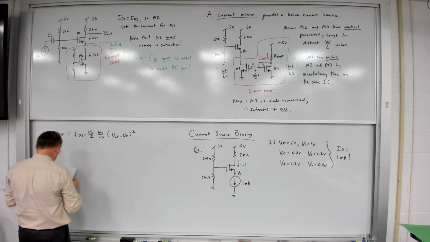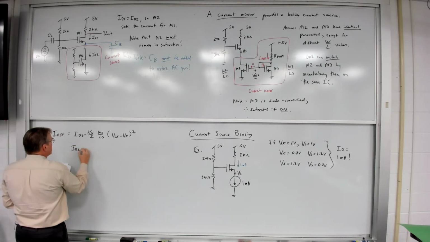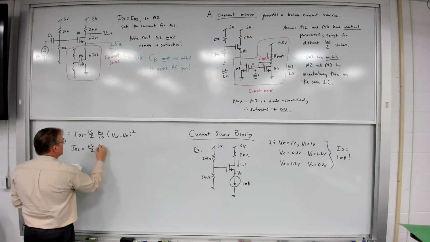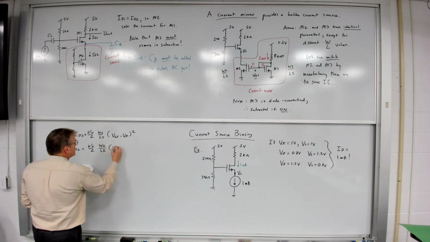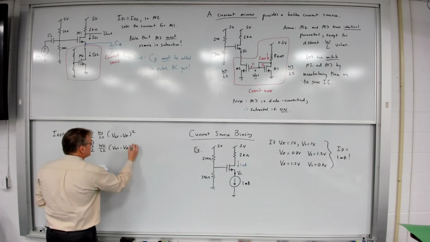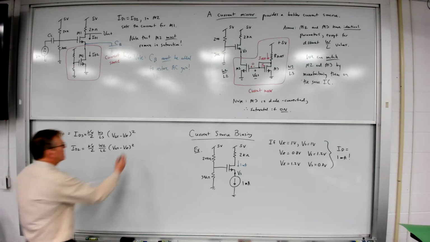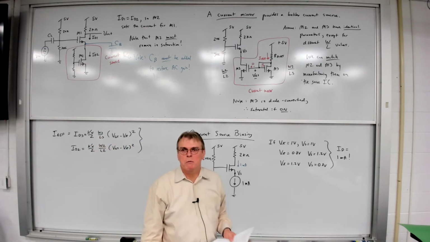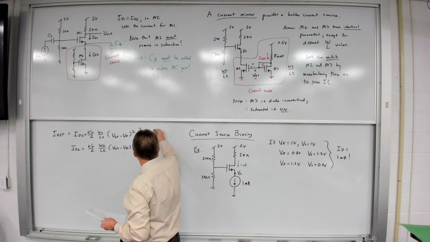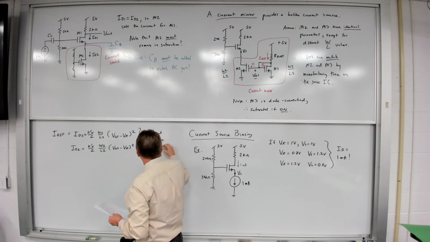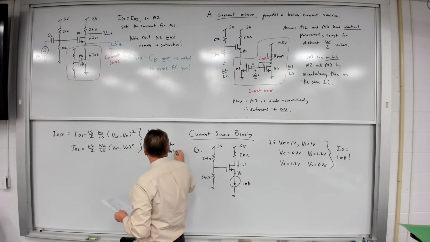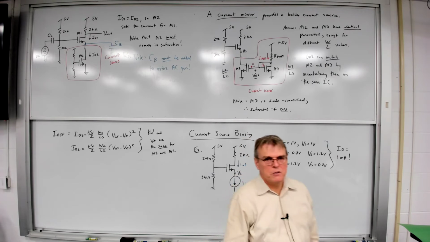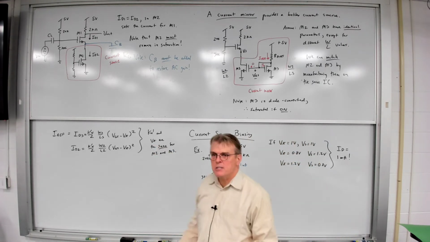And I also know that ID2 is equal to K prime N over 2 times W2 over L2 times (VGS minus VT) squared. And we note I've got the same VT and the same K prime values for both transistors. And that's because they're matched. So whatever variations I have is going to be the same between those two transistors.